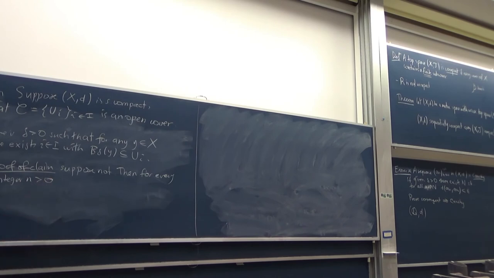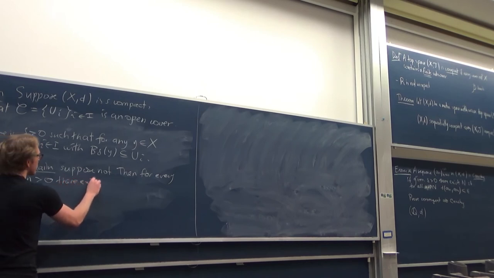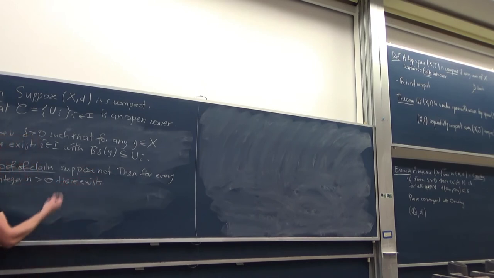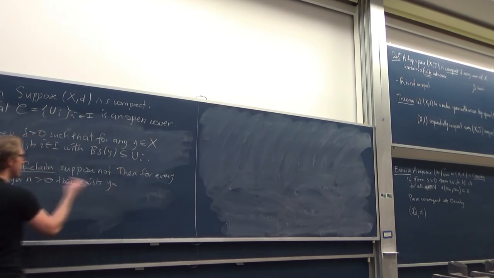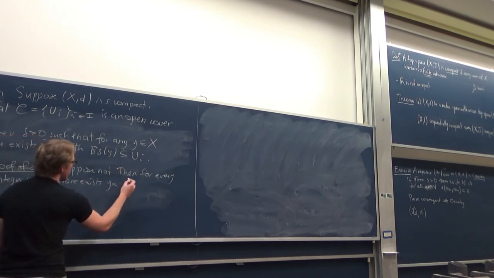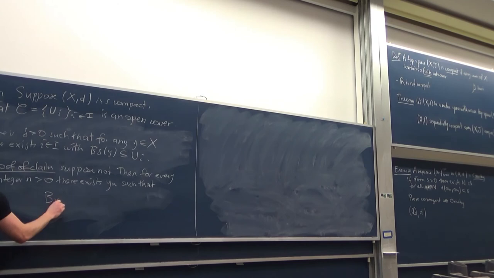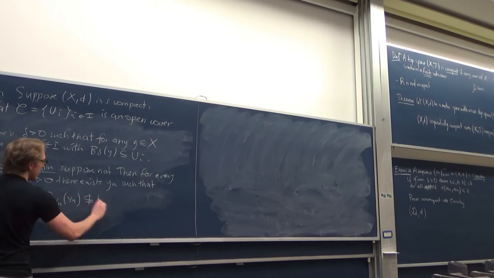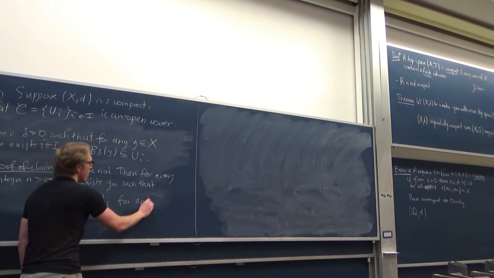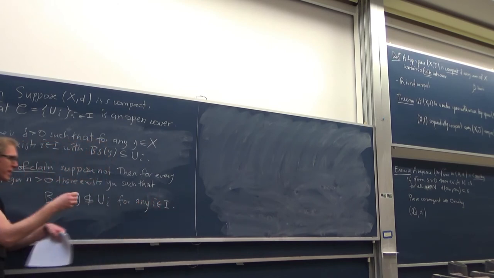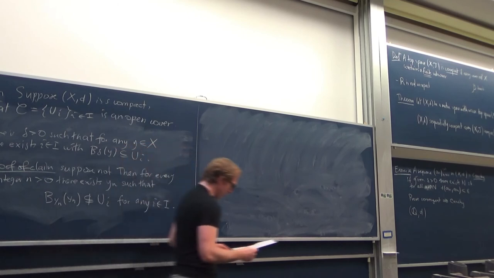If it doesn't solve that problem, what does it mean? It means that there's some y where the ball of radius one over n around the y is not contained in any element of my cover. Maybe there are many such points, there's at least one, so call it y_n, associated to the integer n. So is this the y_n such that the ball of radius 1/n around y_n is not contained in U_i for any i? So it just escapes all the elements of my cover.